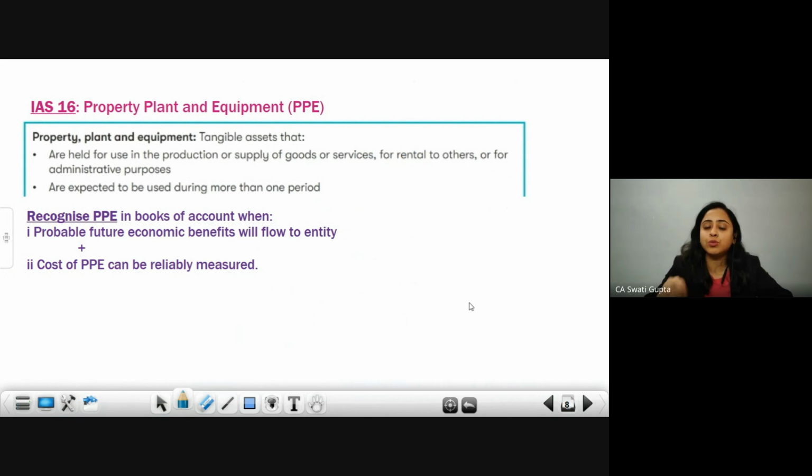You have no intention to use it for business purpose. Instead, your intention is either to collect rent from it or get some profits due to capital appreciation, due to the change in value, or you can say the difference between the sale and the cost price. Got it?